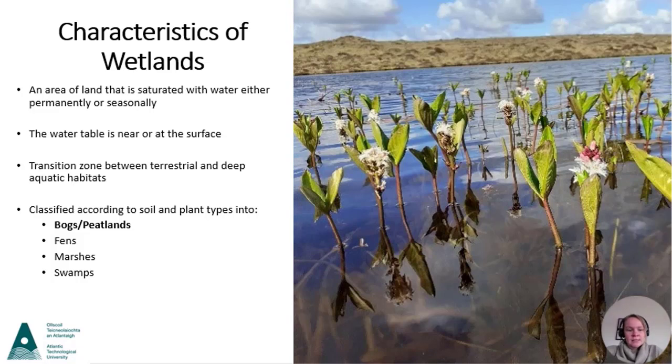There are different types of wetlands, and they're classified according to the soil and plant types. The most important one we'll be looking at in this course is bogs or peatlands, but we also have fens, marshes, and swamps.